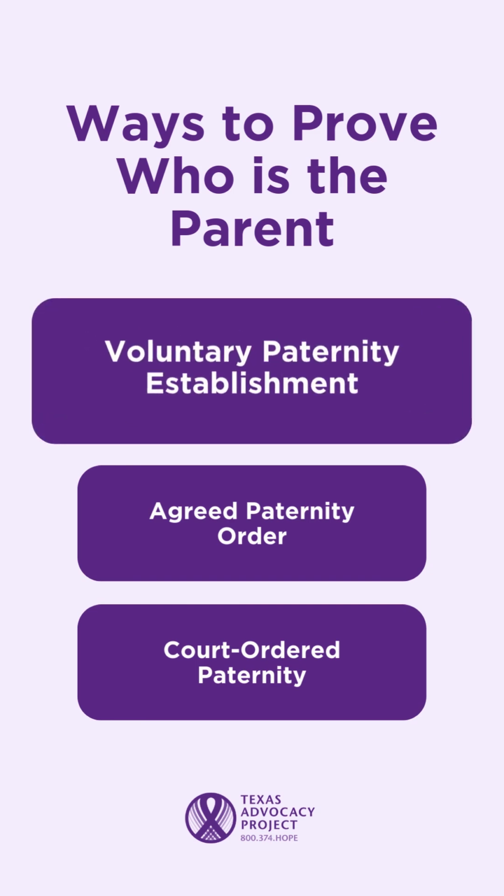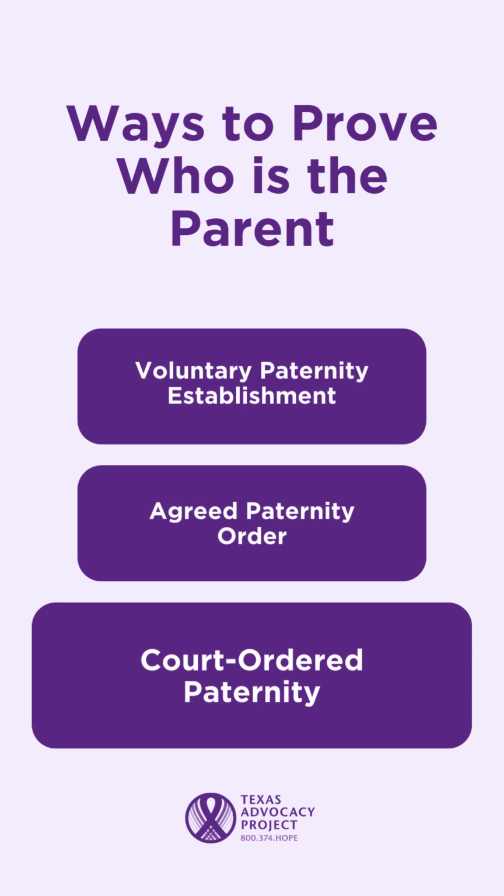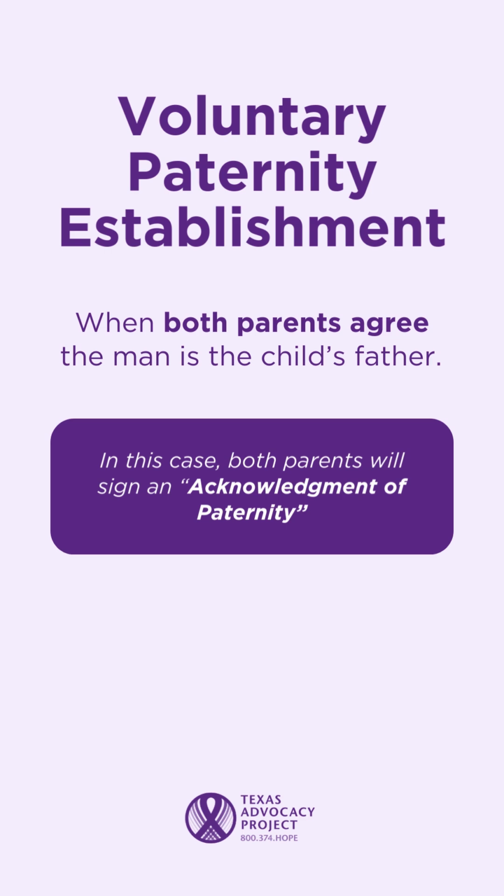1. Voluntary paternity establishment. 2. Agreed paternity order. And 3. Court-ordered paternity. The voluntary paternity establishment means both parents agree the man is the child's father, and the parents sign a document called an acknowledgement of paternity.